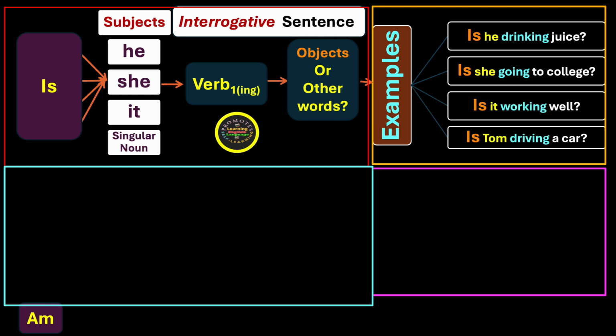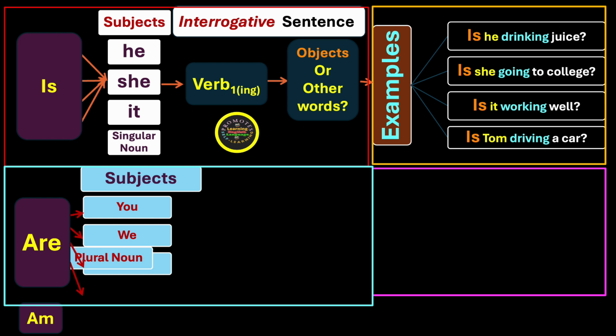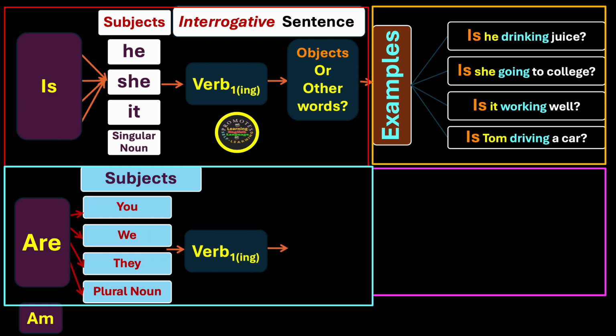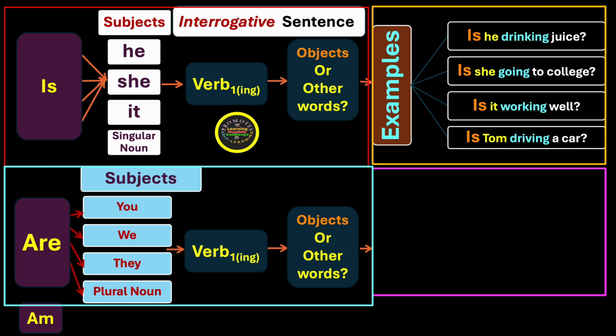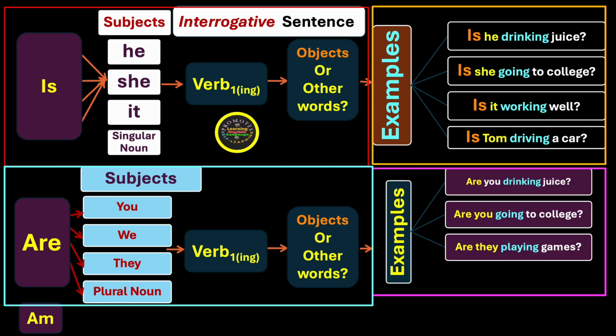We have one more structure, that is are in the beginning of the sentence before the subjects, and then we use subjects like you, we, they and plural noun, and then we have the first form of the verb with ing, and then we have objects or other words. Examples: are you drinking juice? Are you going to college? Are they playing games? Are girls making cakes?